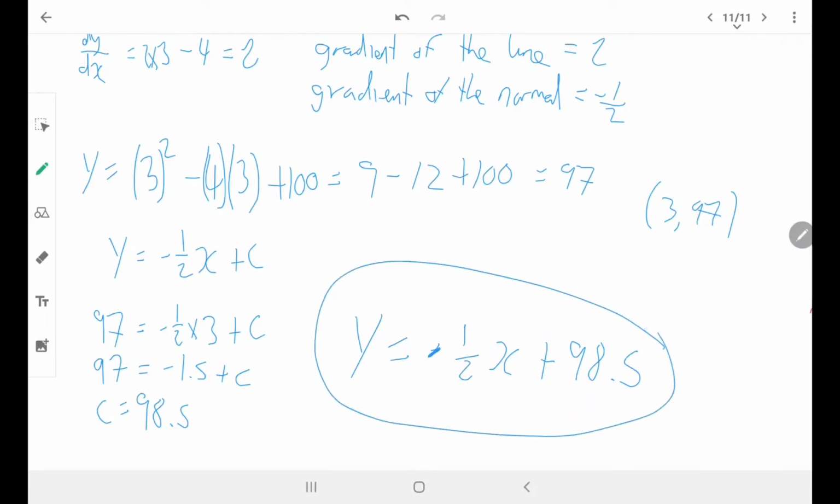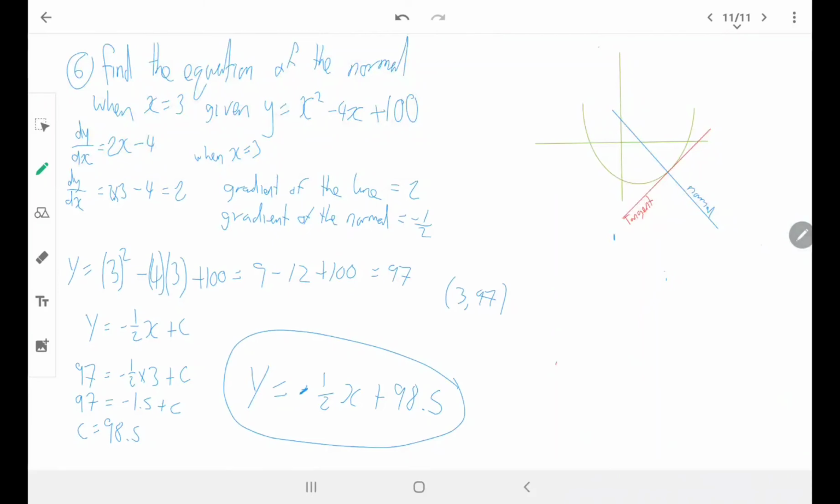Might as well circle it. And then we can zoom out and you can have a little look. So our normal has a negative reciprocal gradient to the tangent.